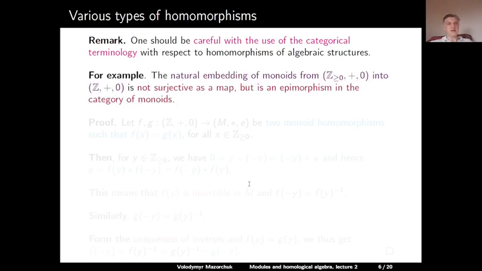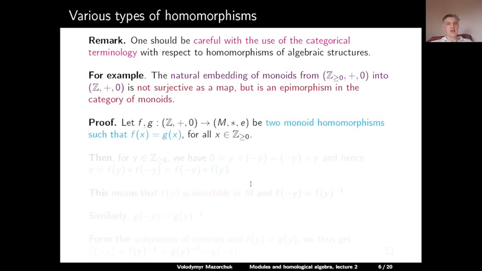The claim is that the natural embedding of monoids from the monoid of all non-negative integers with respect to addition into the monoid of all integers with respect to addition, so this latter monoid is actually a group, but never mind, this embedding is an injective map, but is obviously not a surjective map. So this is not a surjective map, but it is an epimorphism in the category of monoids.